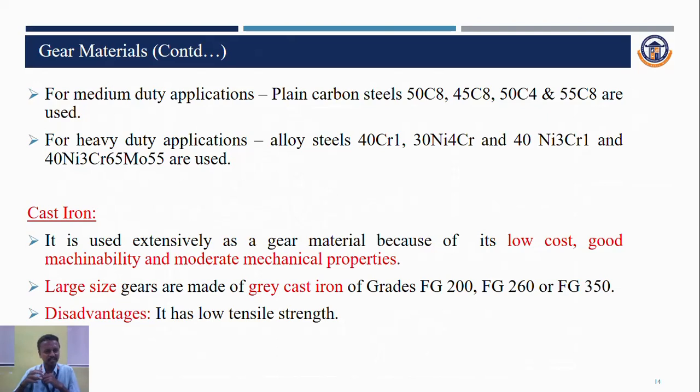Second material is cast iron. It is used extensively as a gear material because of its low cost, good machinability and moderate mechanical properties. Large size gears are made of grey cast iron of grades FG200, FG260 or FG350. The disadvantage of cast iron is that it has low tensile strength.